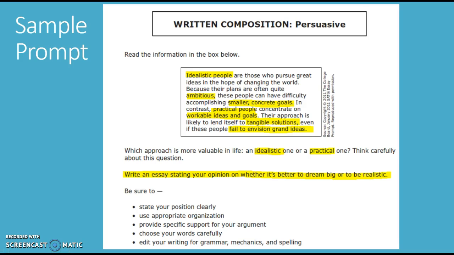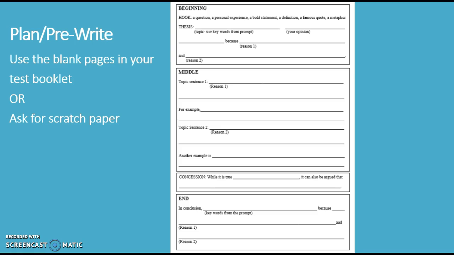Now, besides just giving you the information for your writing task, you also have some reminders down here. These are to help remind you of how you're going to be graded. This is kind of like your rubric. So don't forget, you have to state your position. Your thesis statement is something you will be graded on or scored on. Using appropriate organization. So again, that's where planning becomes very important. Providing specific support for your argument. Again, very important in your body paragraphs. Choosing your words carefully. Again, that's why I mentioned those persuasive words. And don't forget to edit your writing for grammar, mechanics, and spelling. So that comes from the proofreading piece. Okay, so we're going to practice all of those things in just a second.